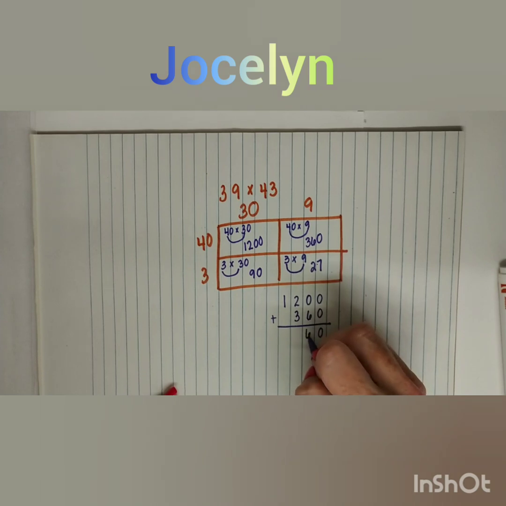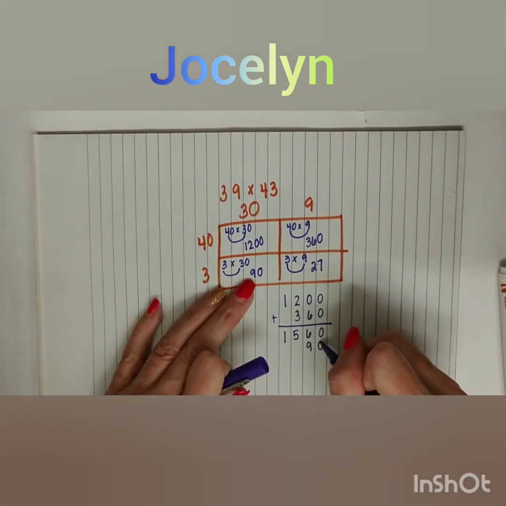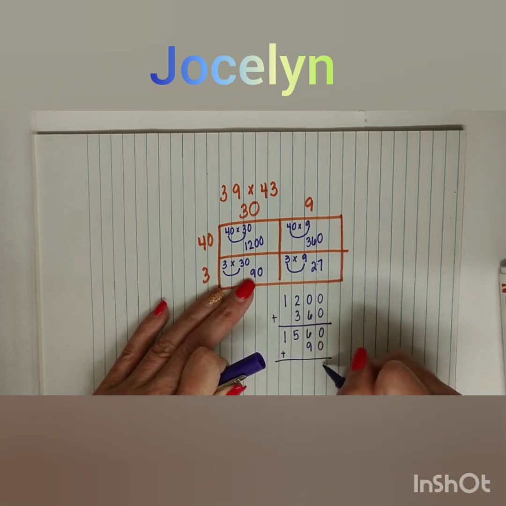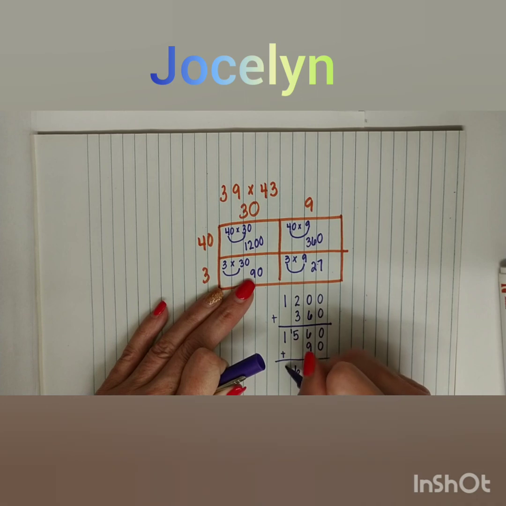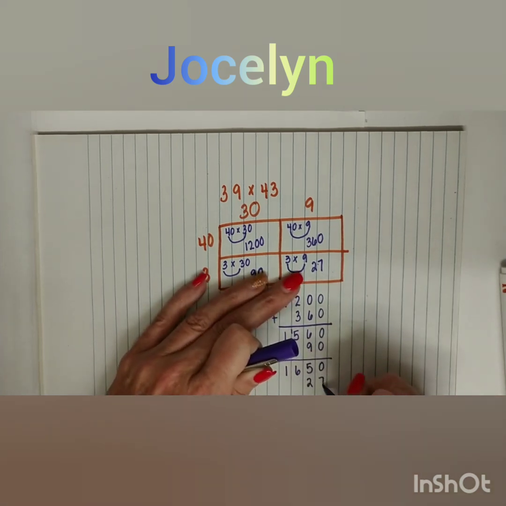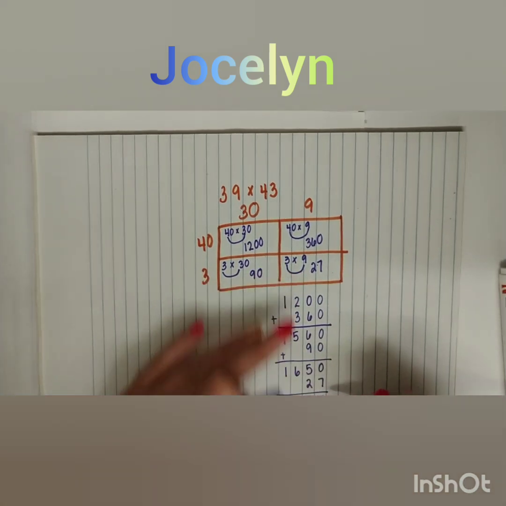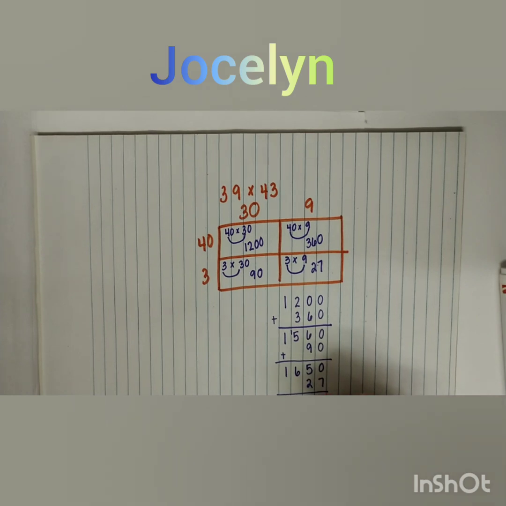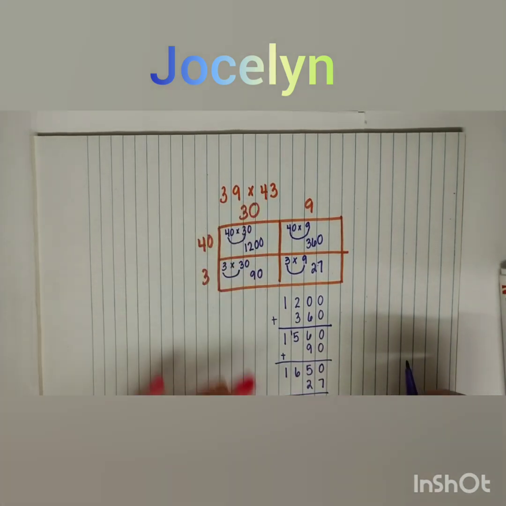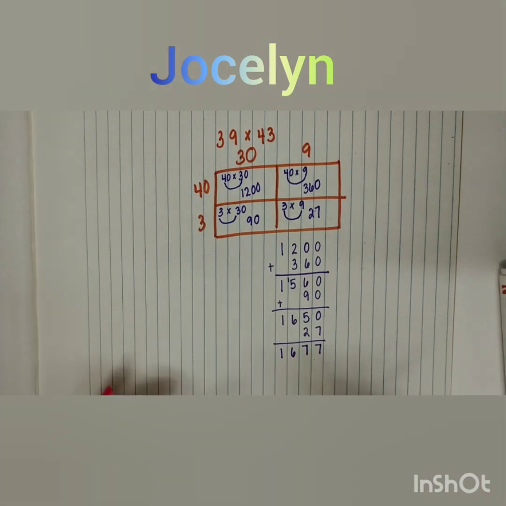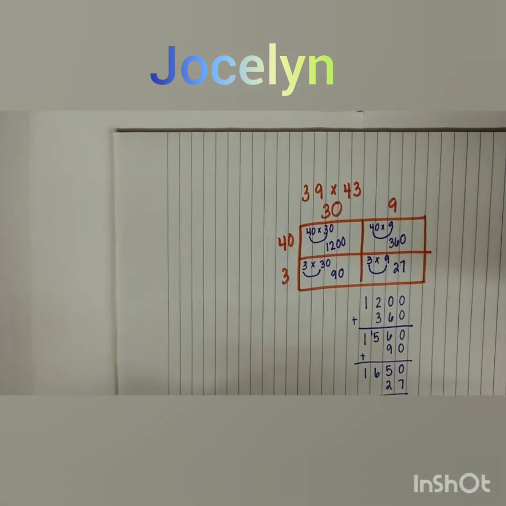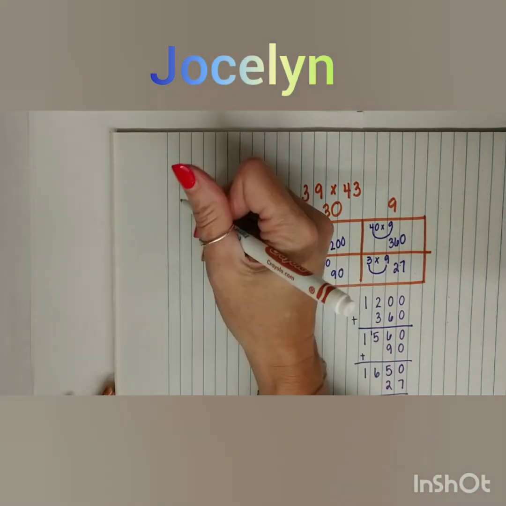0, 6, 5, 1. Now add 90 to this. That's 15. Regroup my 1. That's 6, 1. And then add 27. So 39 times 43 is 1,677. You will also need to be able to multiply 4 digits by 1 digit.